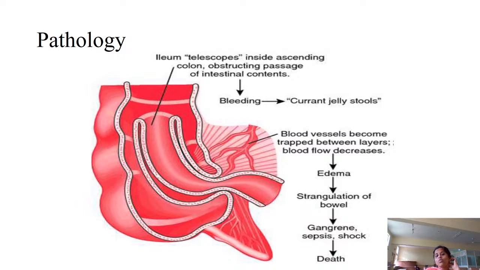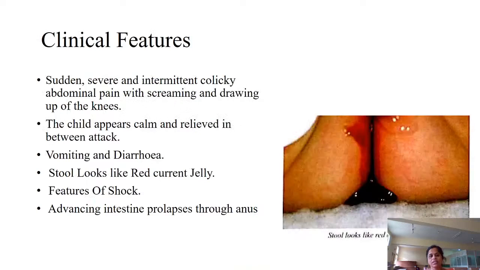Yes, and what happens to the accompanying mesentery, which has the blood vessels? The ileum has an accompanying mesentery. The blood vessels supplying the ileum get trapped between the layers, the blood supply becomes less and blood flow decreases, so they get ischemia. Initially edema will be there, then further strangulation, then there will be gangrene or sepsis or shock, and if it is not treated, obviously it can result in death.